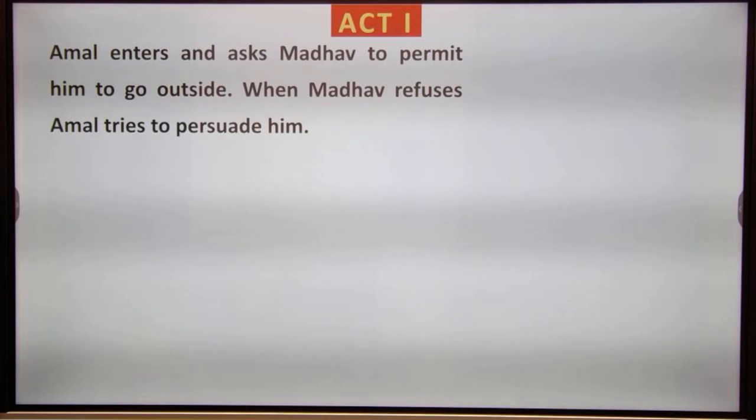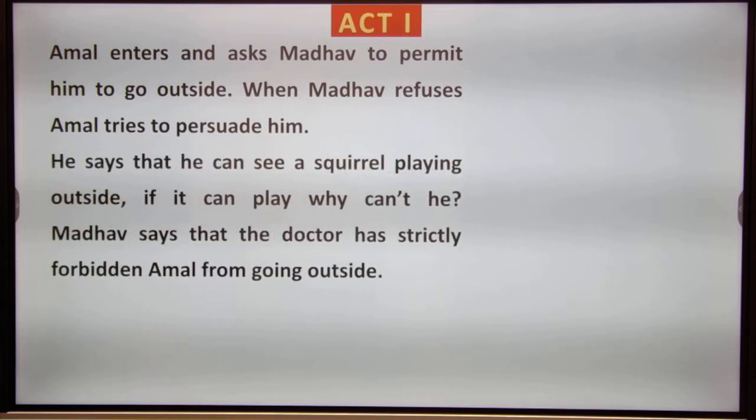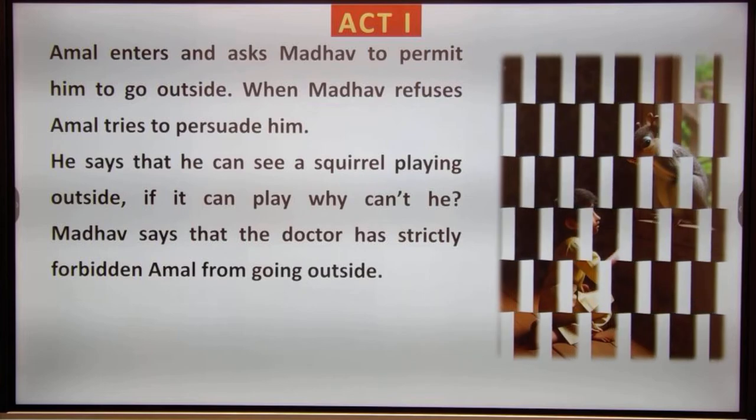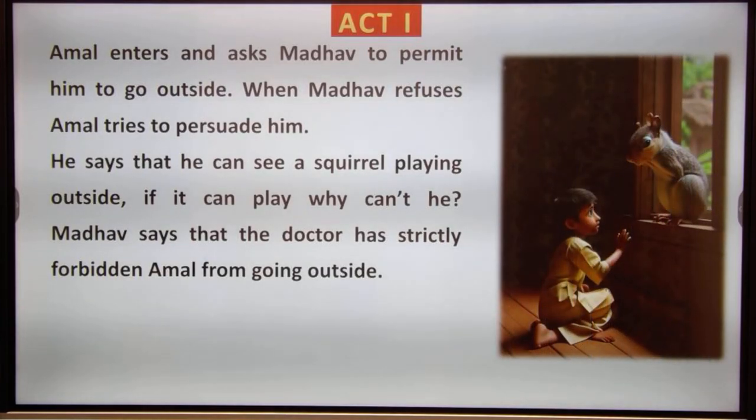उसको permission चाहिए माधव से to go outside and play with the children of his own age. वो पूरा दिन देखता है किस तरह से बाकी लोग बाहर रहते हैं. Madhav actually refuses and Amal tries to persuade him. He says that he can see a squirrel playing outside and says that even a squirrel can play outside. जब एक गिलहरी बाहर खेल सकती है, why can't he?